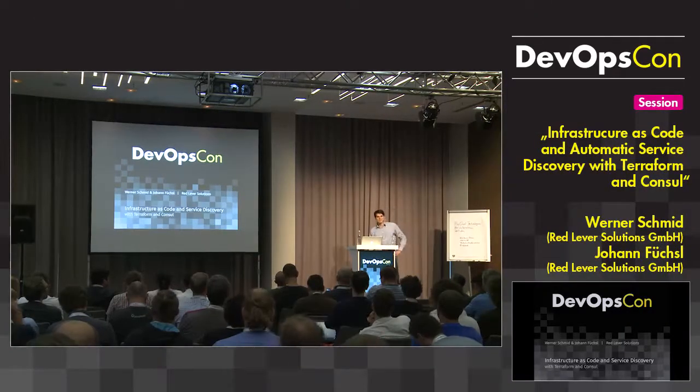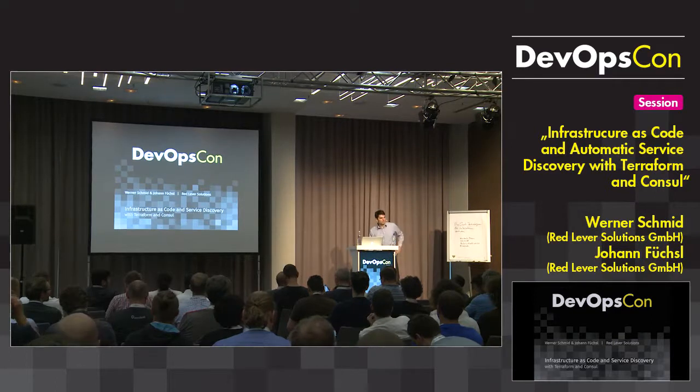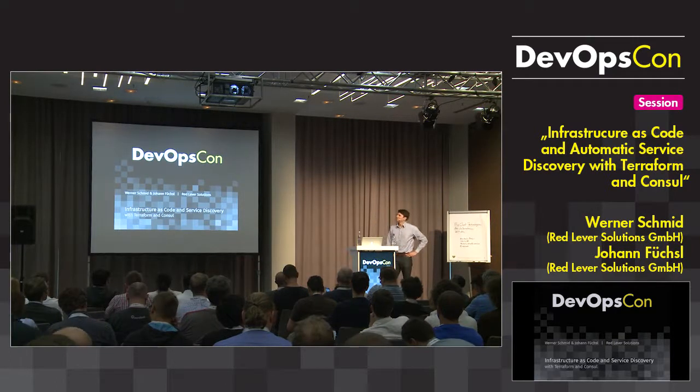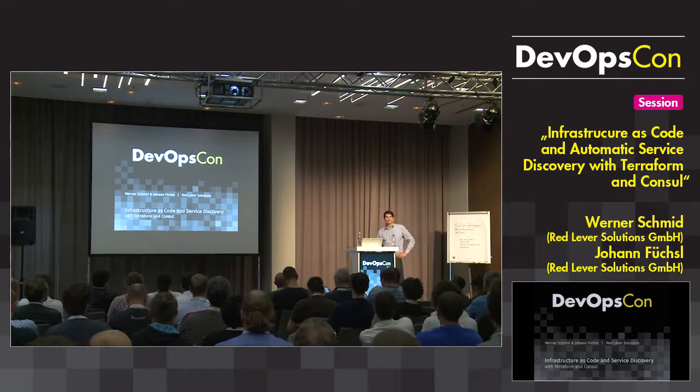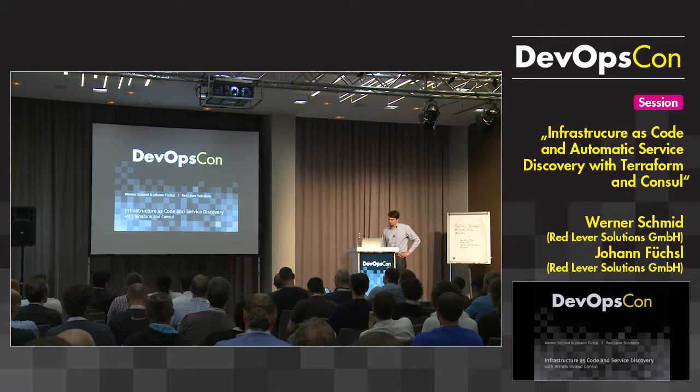I'm presenting this to you with my colleague Johann Füchsl. My name is Werner Schmid, and we are the founders of Red Lever Solution based in Vienna, and we are offering operations as a service to our clients.